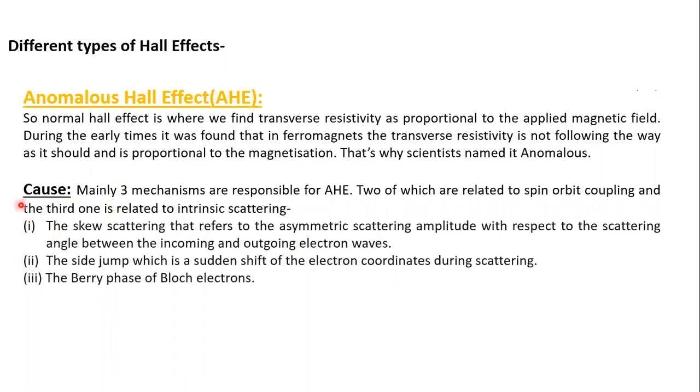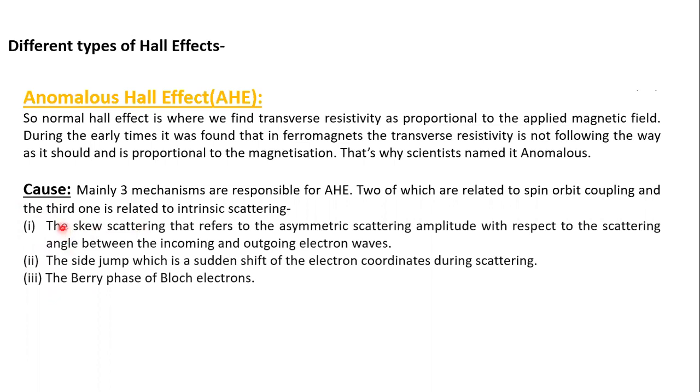The first one is the skew scattering of the electrons due to the impurities present in our system. This is similar to Rutherford scattering. The second one is the sudden shift of electron coordinates in its motion, which is called the side jump mechanism. Now the first and second occur due to the spin orbit coupling. When you have no spin orbit coupling in your system, the first and second will not occur.